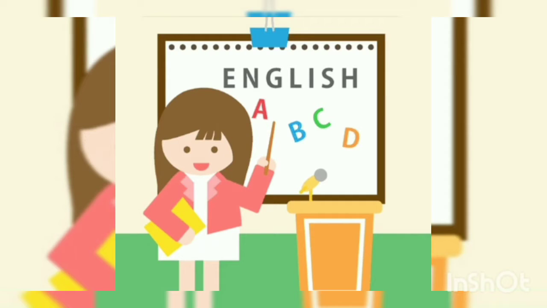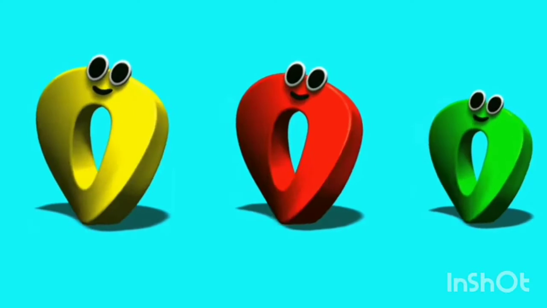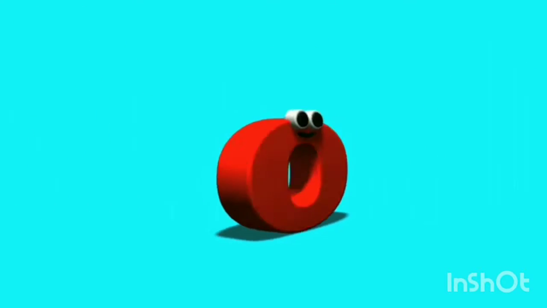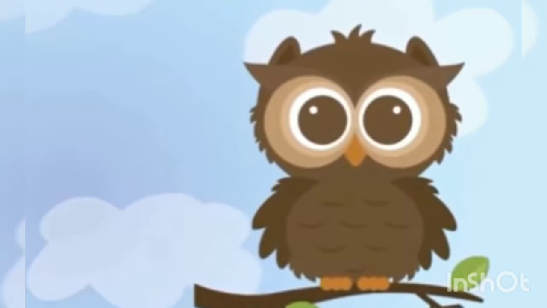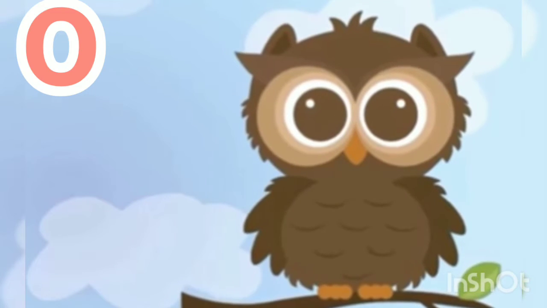This is our English video. Now today we are going to learn small letter O. Letter O comes after letter L. Small letter O. O is for office. O is for owl.